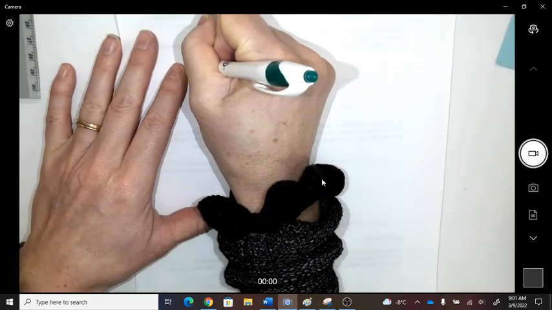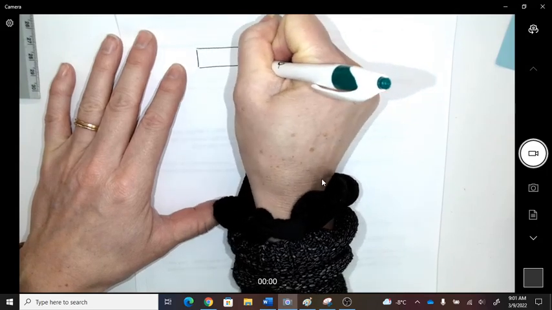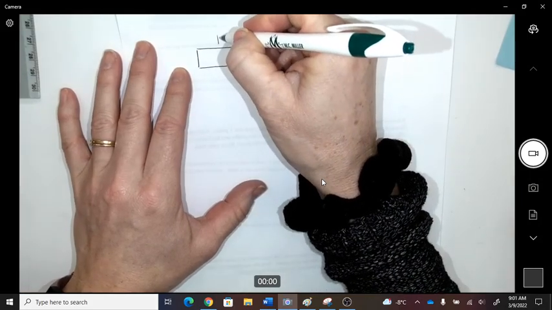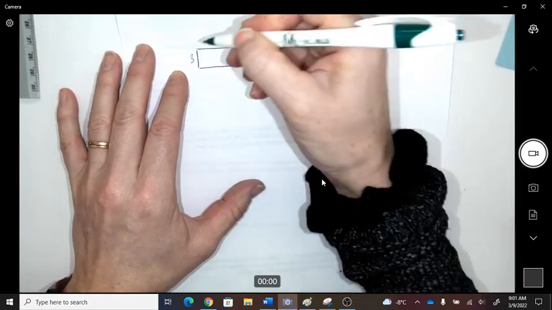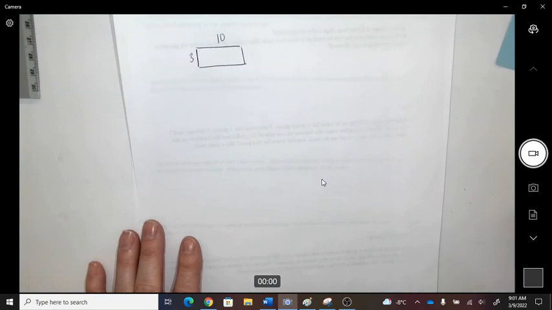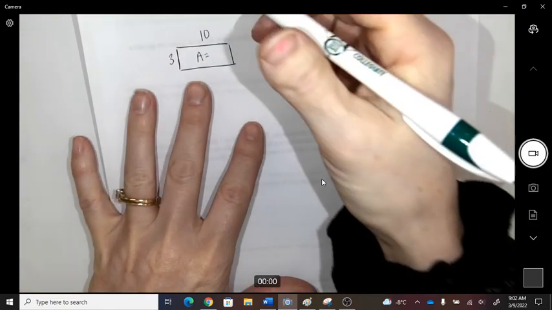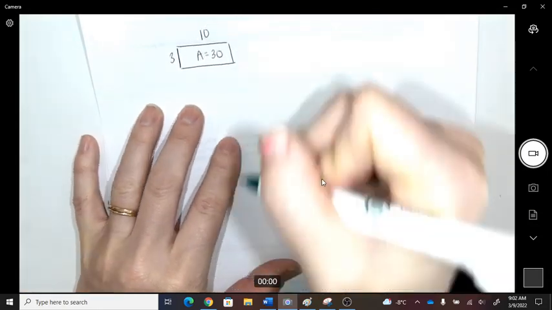If I have a two-dimensional shape like a rectangle, let's say the sides are 10 by 3 centimeters. Anybody know what the area of that rectangle is? Do you know how to do area of a rectangle? Length times width. Does that make sense? Do you remember something like that? So this area is 30.